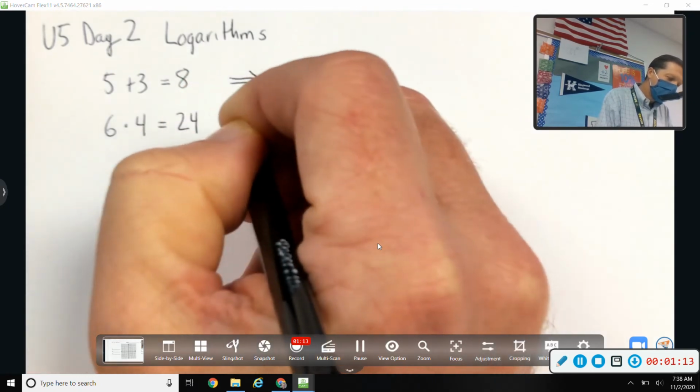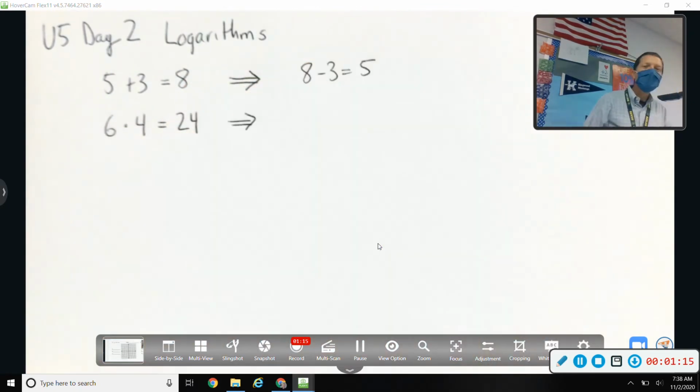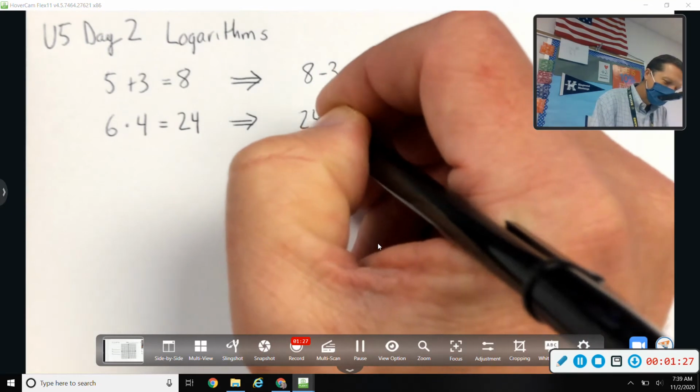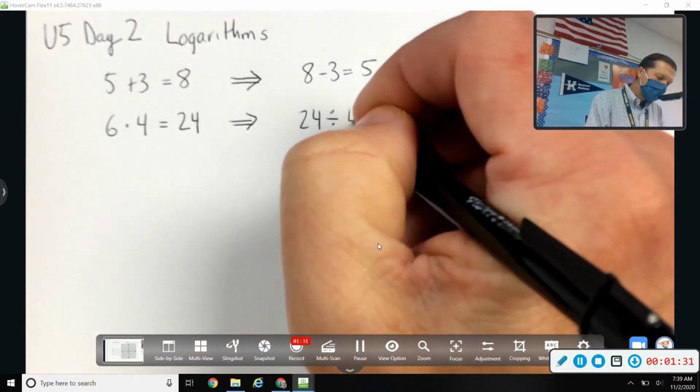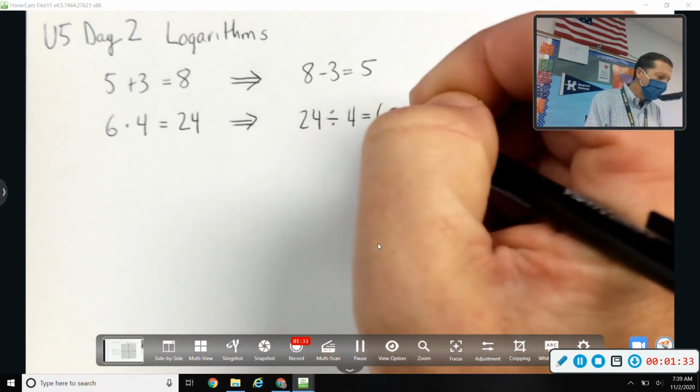6 times 4 equals 24. That's a multiplication problem. Could you rewrite that as a division problem? You're like, yes, why are we doing this? 24 divided by, I guess you could pick either one. 24 divided by 4 equals 6.